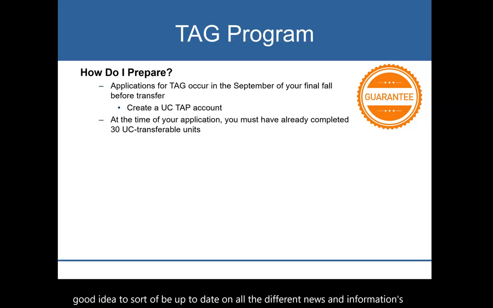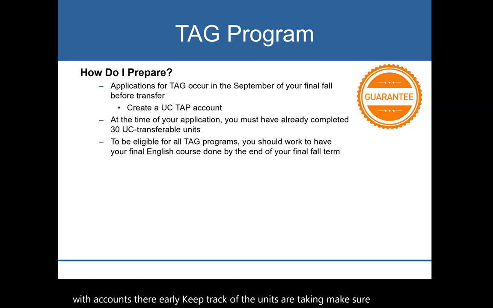At the time of your application in September, you must have already completed 30 UC transferable units. So that's the important piece, and we'll look at an example of an educational plan here in just a moment, but that's one of those reasons to meet with a counselor early, keep track of the units you're taking, and make sure everything's coming together in the way you're hoping.